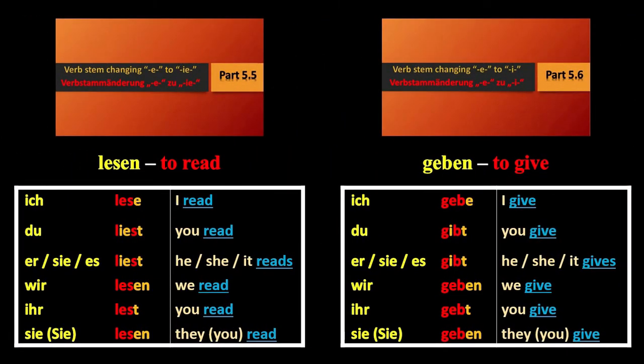In part 5.5, the verbs whose stem changes e to ie. In part 5.6, the verbs whose stem changes e to i.